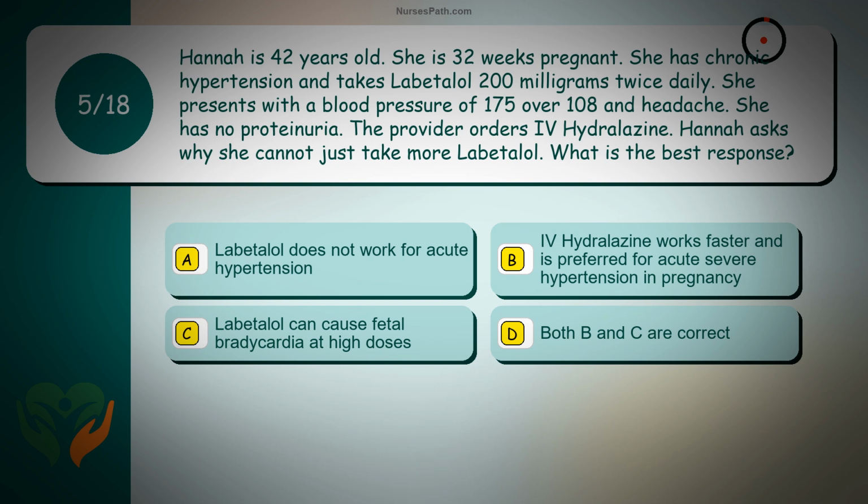Question 5. Hannah is 42 years old. She is 32 weeks pregnant. She has chronic hypertension and takes labetalol 200 mg twice daily.